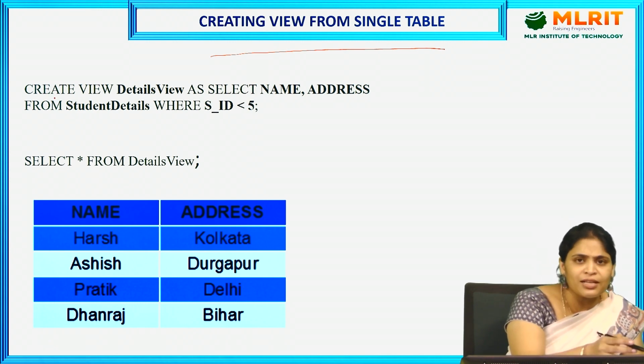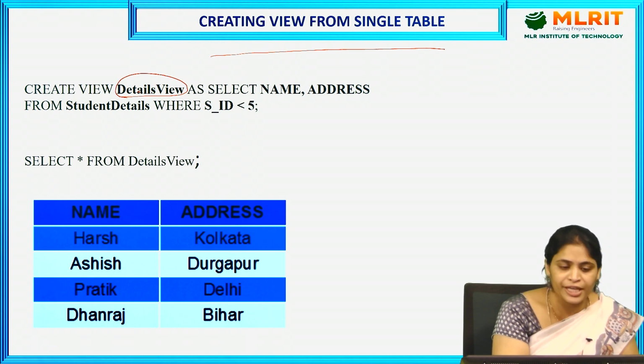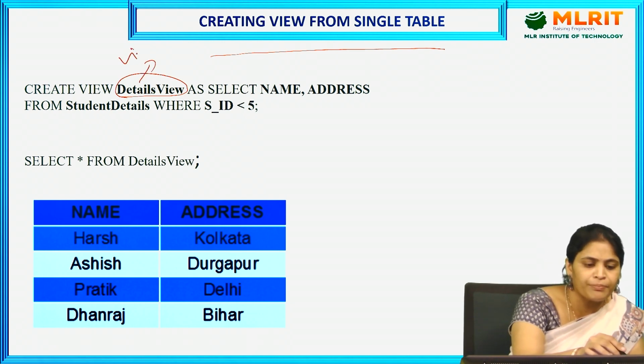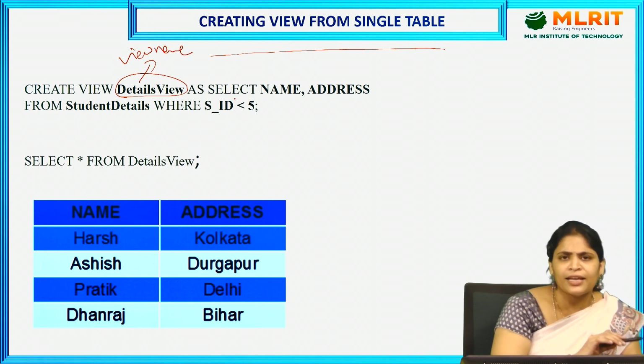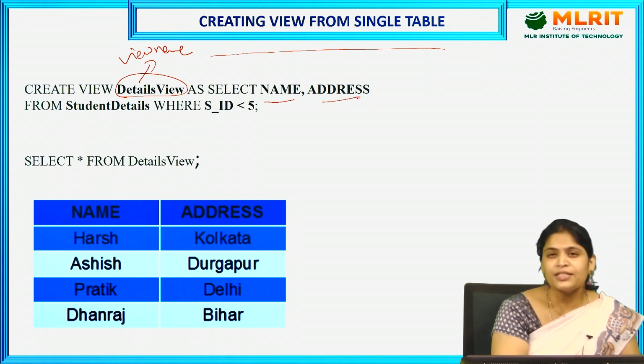So let us consider the above 2 tables. So create view, here I am going to create the view details view. This is my view name that I am going to create now. As select. I am going to select, for this view, only 2 columns, that is name and address. Name and address.